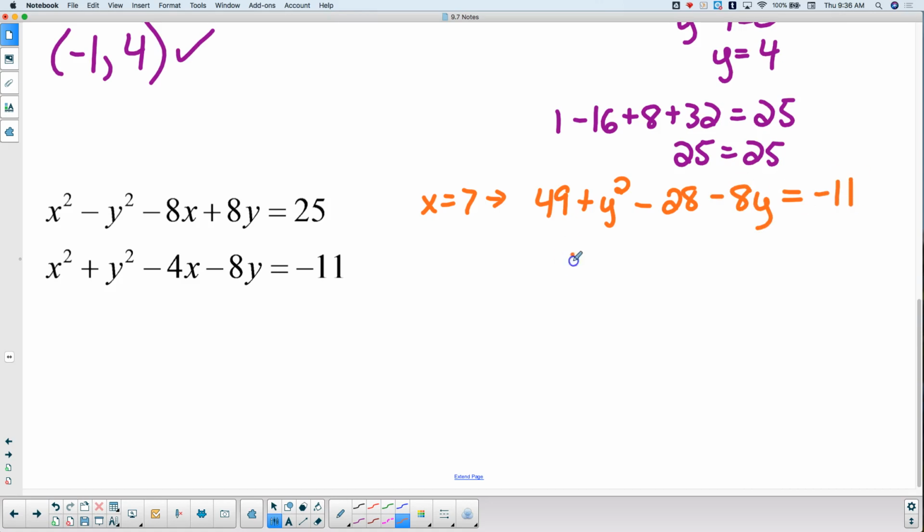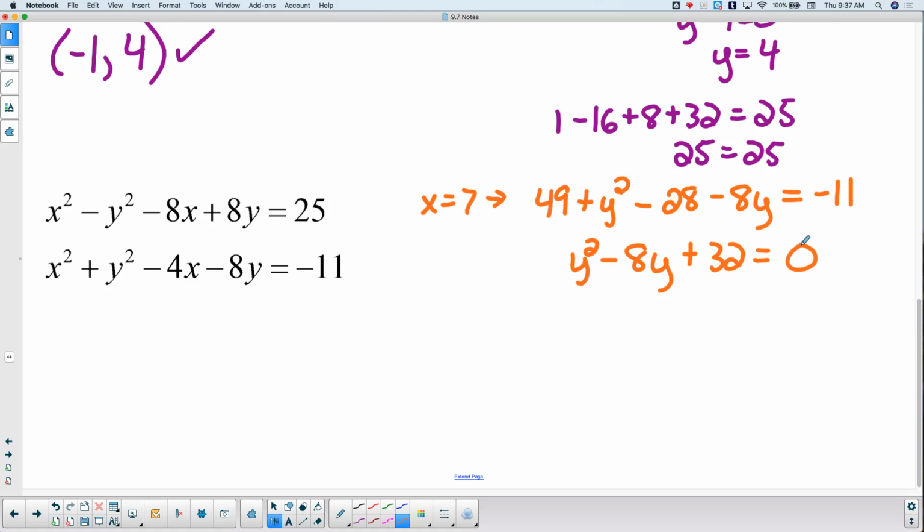So that's going to be y squared minus 8y. 49 minus 28 is 21. Plus 11 is 32. Two numbers that multiply together to be positive 32 and add to be negative 8. It doesn't work out, so it's not factorable.